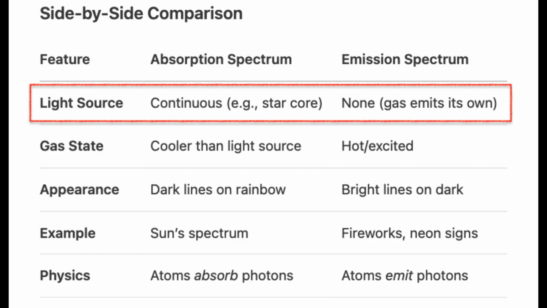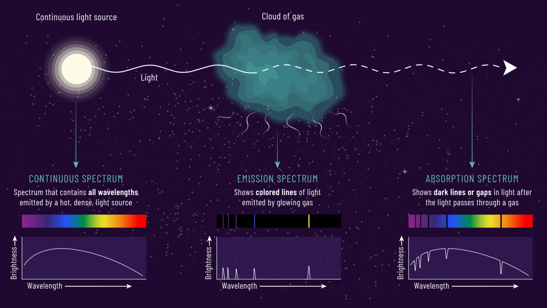Unlike absorption, emission doesn't rely on an external light source. The excited gas itself serves as the light emitter. The relationship between these spectra reveals profound symmetry in nature.